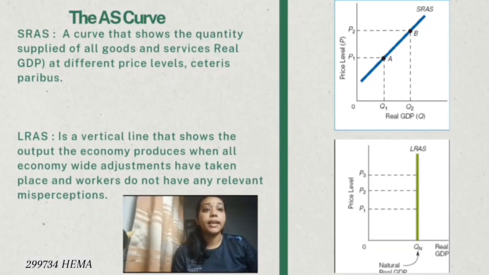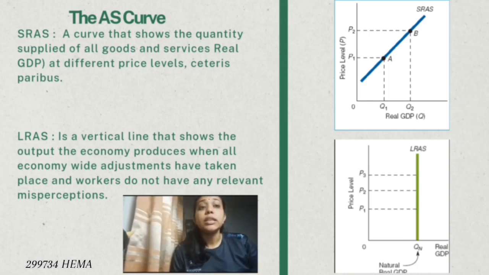For the next part is aggregate supply, which means the total real output that producers in a company are willing and able to supply at a given price level in a given time period. There are two types of it. The first one is short-run aggregate supply. The second one is long-run aggregate supply.